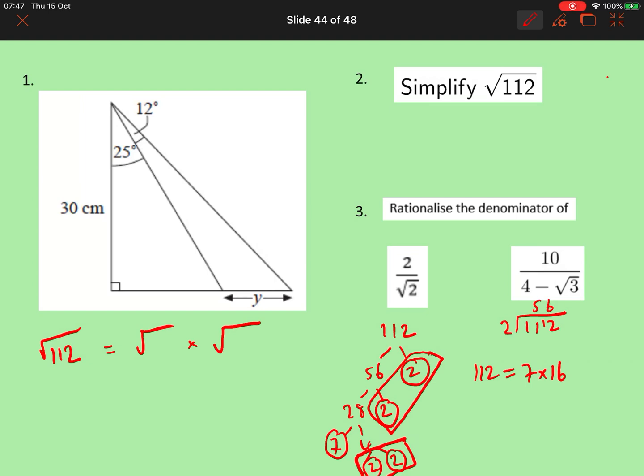So I can use my product of prime factors to find the overall factors and see if I can find a square one. So I can rewrite this as root 16 times root 7. One of the factors that you split into must be a square number. And what you want to do is find the biggest square number, otherwise you won't be simplifying fully. And now we can see that that is equal to 4 root 7. Okay, 4 root 7.